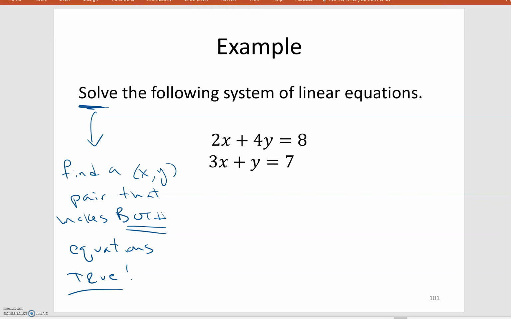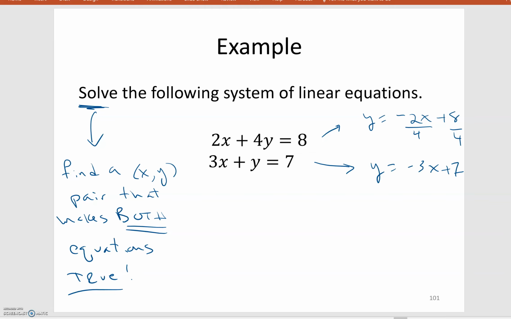Now, graphically, what that would look like, because remember these are lines, so if I graph these, I will have a line. If I wanted to graph them, I could take the first one and rewrite it like so. I could rewrite it like negative 2x plus 8, and then this would be divided by 4, and this would be divided by 4. And this one I could rewrite as negative 3x plus 7, and then this would be y1, and this would be y2, and then we could graph these two lines.